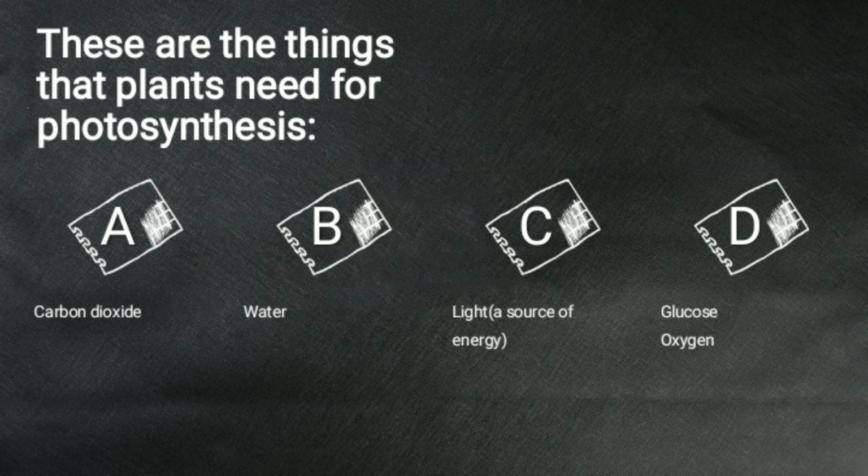The next is oxygen. Oxygen is the chemical element with the symbol O and the atomic number of 8. It is a member of the chalcogen group in the periodic table, a highly reactive nonmetal, and an oxidizing agent that readily forms oxides with most elements as well as with other compounds.